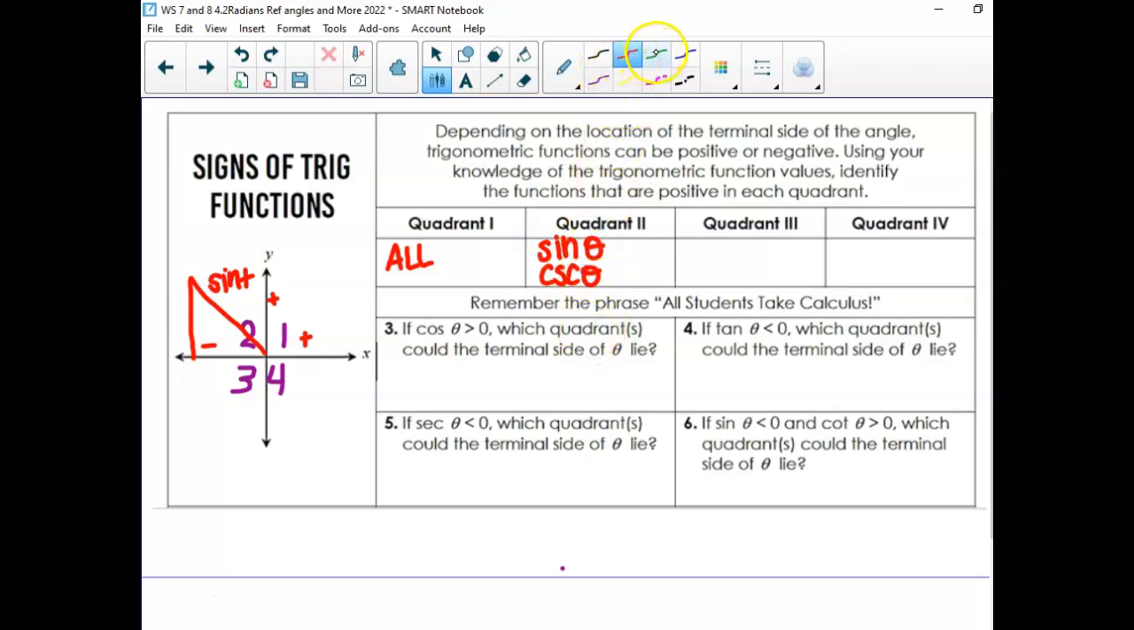Now, it seems like in quadrant 3, everything should be negative because both x and y are negative, right? This is a negative and going down is a negative. But if you do opposite over adjacent, that's going to be a negative over a negative, right? So tangent will become positive. And what's the flip of that? Cotangent is positive.